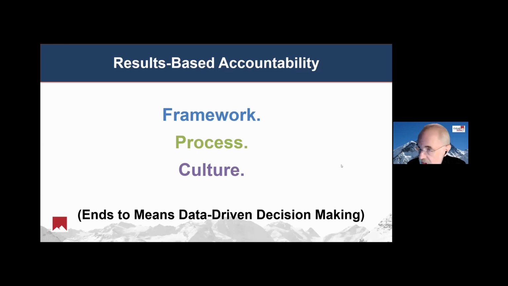So I'm going to talk about results-based accountability and how you use data effectively, using a process called results-based accountability, which is used by many United Ways, including the United Way in Toledo and many others in Ohio. It's also used by the Ohio Health Department and many health departments in the state. It's a way to help you move from talk to action, ends to means, data-driven decision-making. It's a framework, a process, and a culture. And the culture is really a learning culture, about how to use data strategically to make decisions.